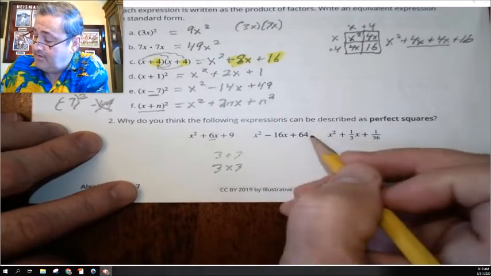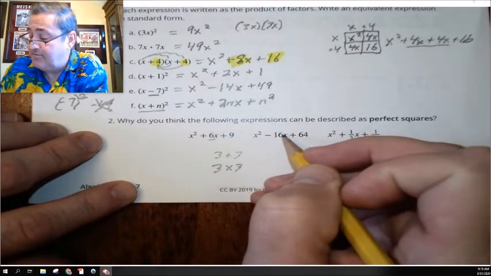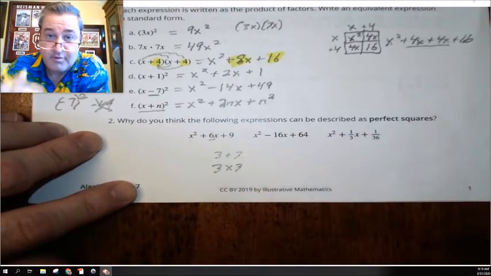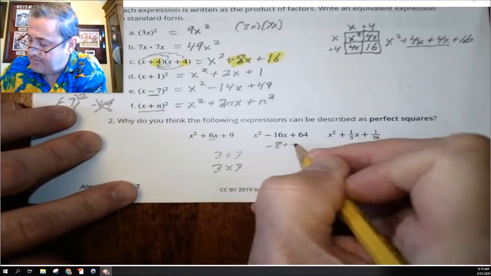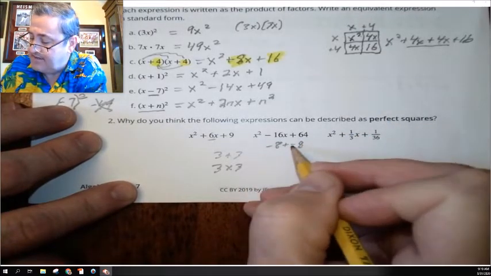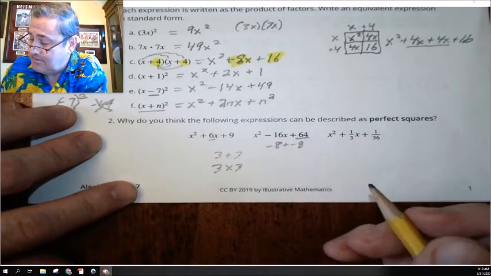Over here, we have -16 and 64. So let's go this route. If we took -16 and cut it in half, what number would be added to itself? Well, it must be -8 plus a -8. Well, what is -8 squared? -8 times -8. It's 64. Ooh, here's tricky.